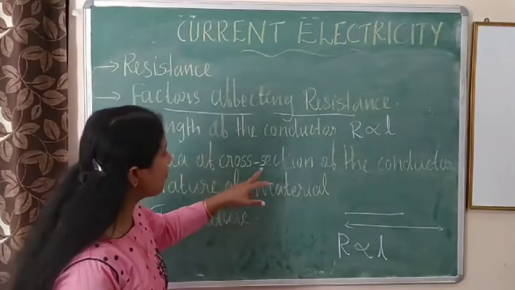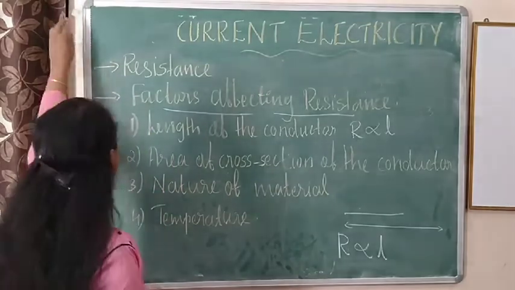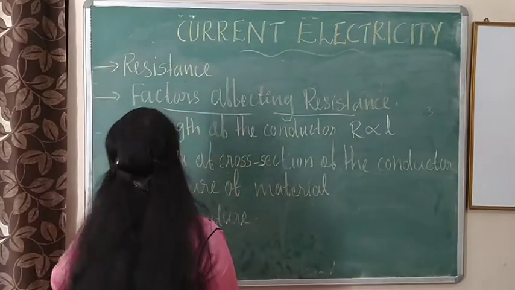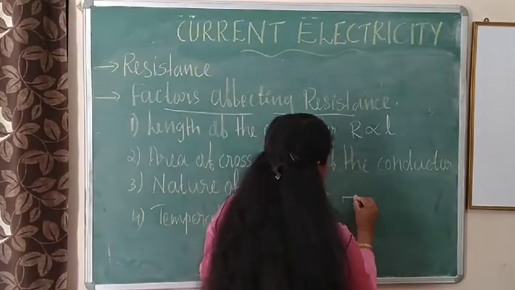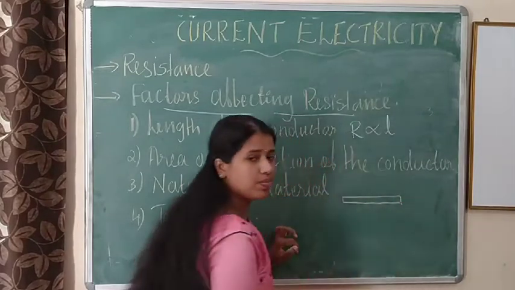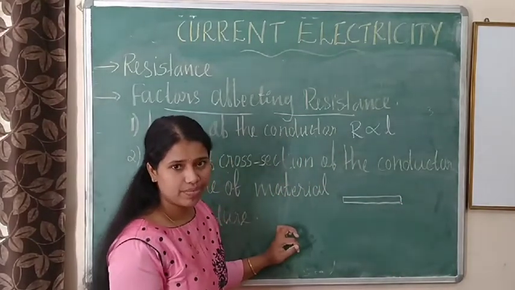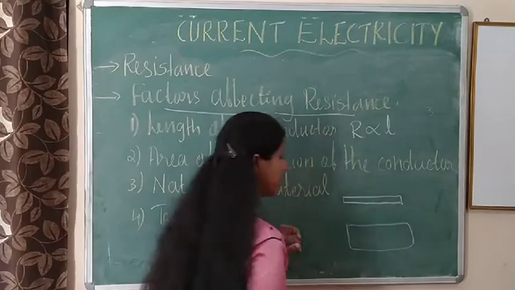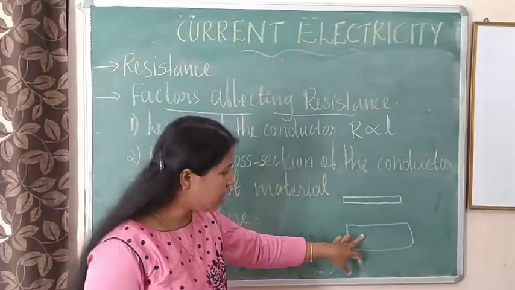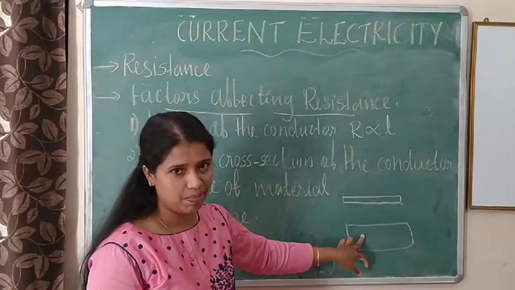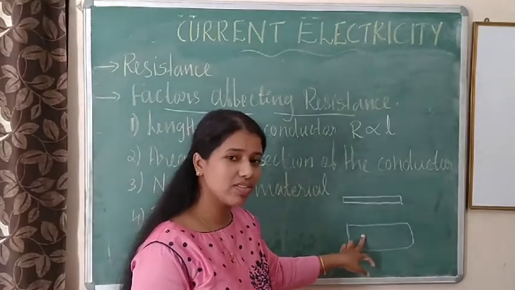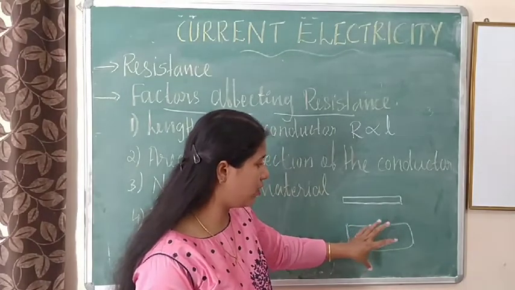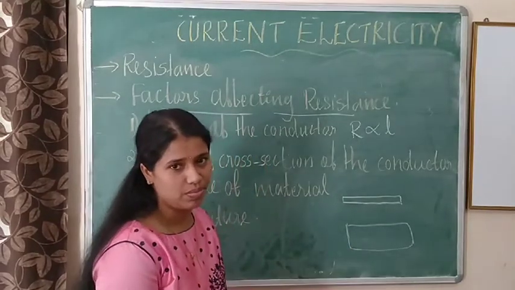Next one is area of cross section of the conductor. Resistance depends on area. First we take a very thin wire, and in the second case a very thick wire. Which one has the larger area of cross section? The second one, the thick wire, has more area of cross section.